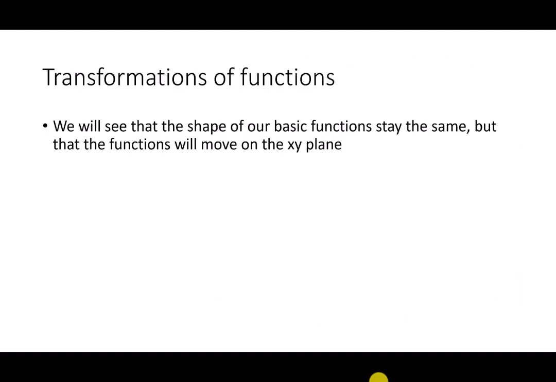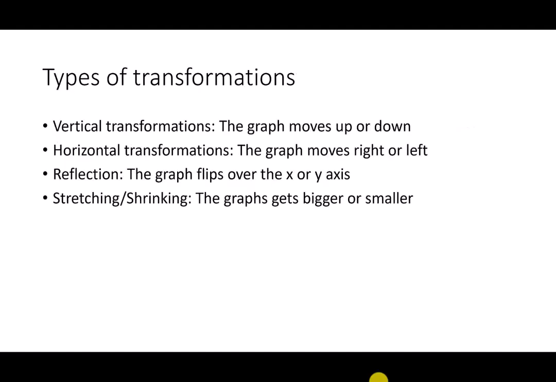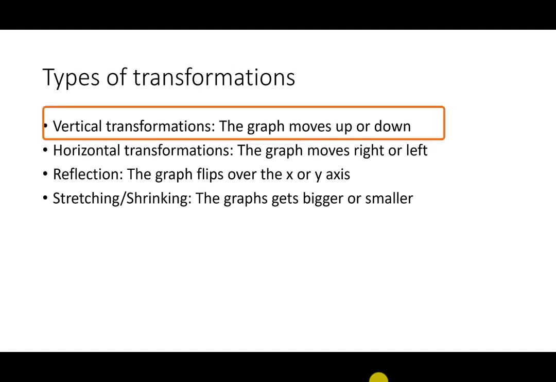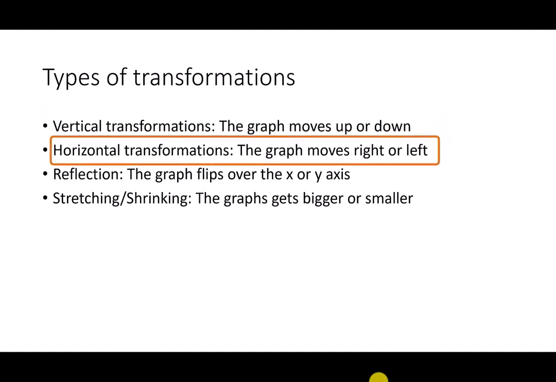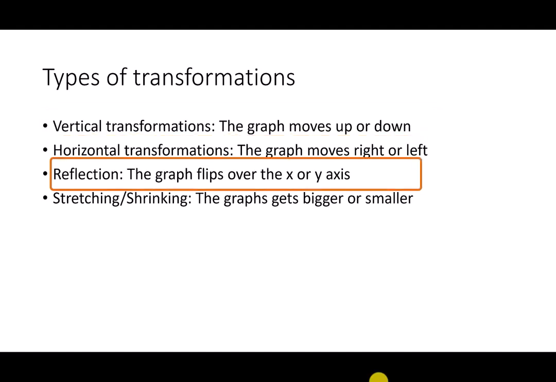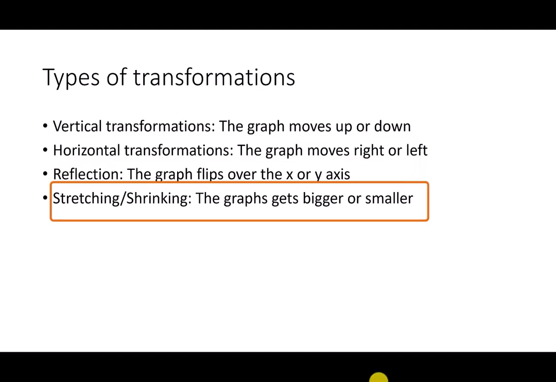So what happens when we're doing transformations of functions is that we will see that the shape of our function stays the same, basically. But then the functions will move around on the xy plane. There are basically four types of transformations we'll do. So vertical means it's going to move up or down. Horizontal means it's going to move right or left. Reflection means it could flip over the x-axis or the y-axis, and then stretching or shrinking is where I do see the shape change a little. This is where we make the graph kind of bigger or smaller, and I will show you that in detail.